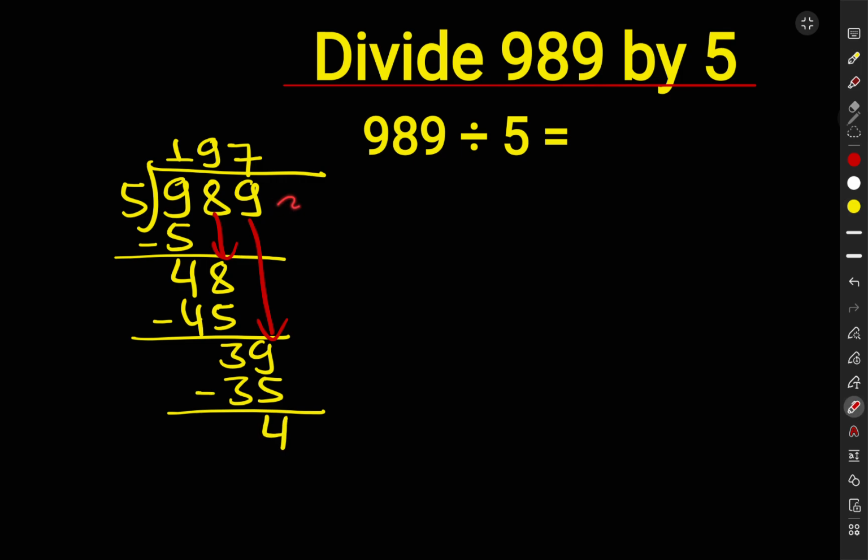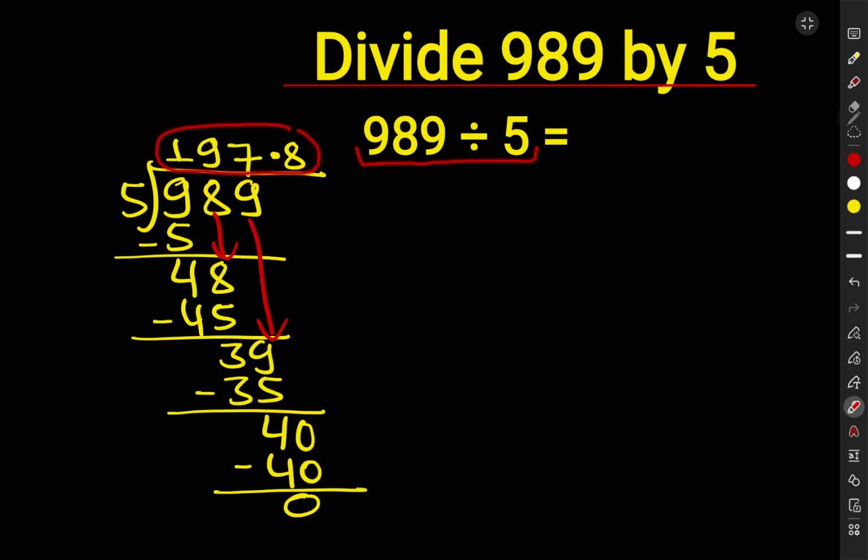So we have no other number to put down. So we take a decimal here so that we can put 0. So it is 40 and 5 times 8 is 40. On subtracting we get 0. So 989 divided by 5 is 197.8.